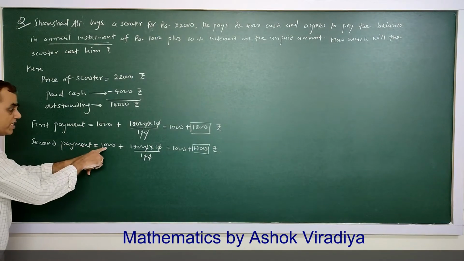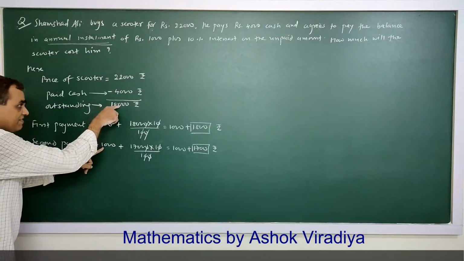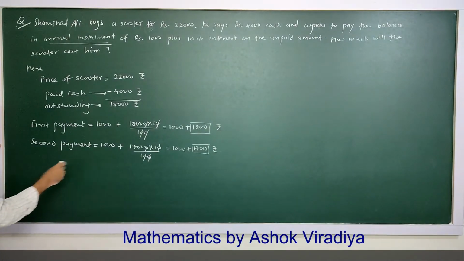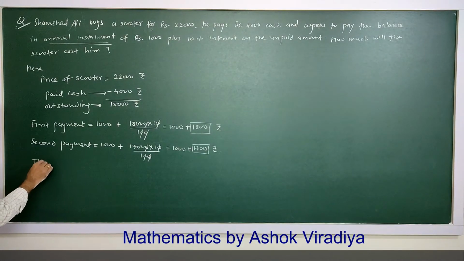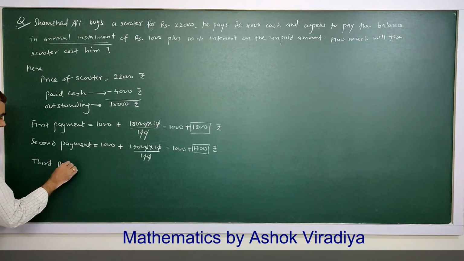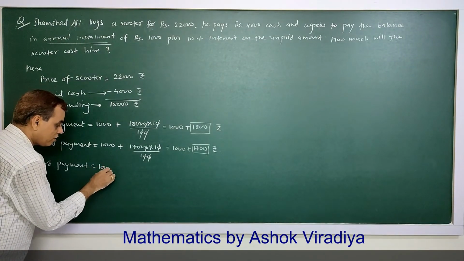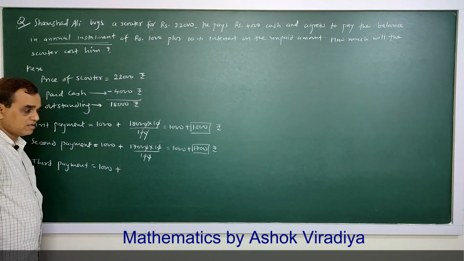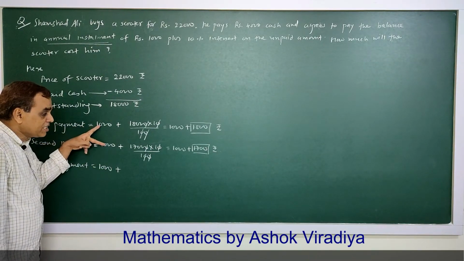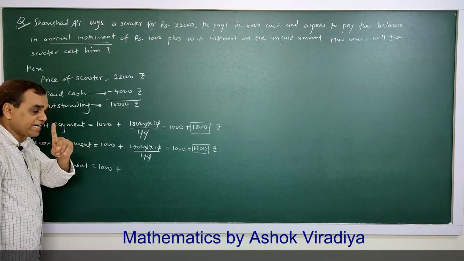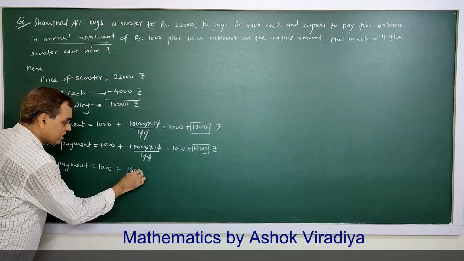Now again 1000 is paid. So how much is left? 18 minus 2, that is 16,000. So in the third installment, the third payment will be 1000 plus, after paying these two installments, 16,000 was outstanding, so interest on 16,000.